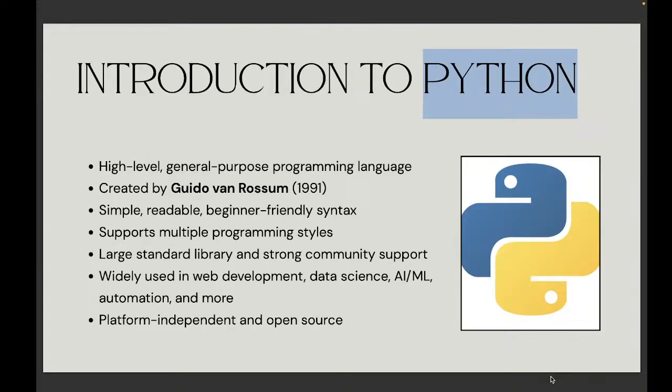So, Python is a high-level, general-purpose programming language created by Guido van Rossum in 1991. It is a high-level language, meaning it is closer to human-readable language. Its syntax is very close to human languages, and it is not as close to machine language. It is simple, readable, and it has a beginner-friendly syntax. It supports multiple programming styles. It has strong community support, and it is platform independent and open source. Platform independent meaning it can run on multiple platforms like Windows, Mac, and Linux.